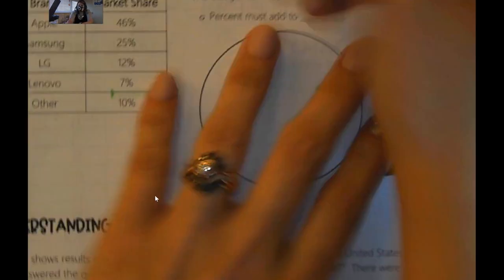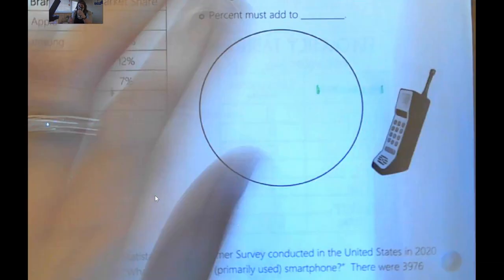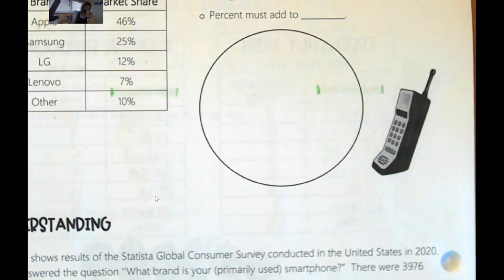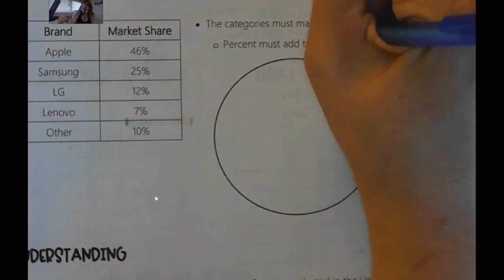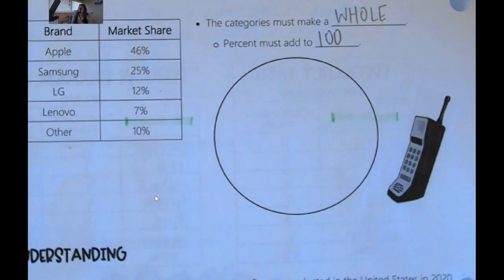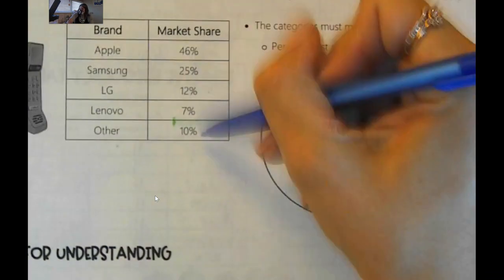Okay, there's two really important things that you need to know about a pie chart. Number one, the categories must make a whole. And the easiest way to check that is to verify that the percents add to 100. So when you make a pie chart, it has to be categories that make up a whole, and the easiest way to verify is that they add to 100. So if I go through and add these percents, these would add to 100.